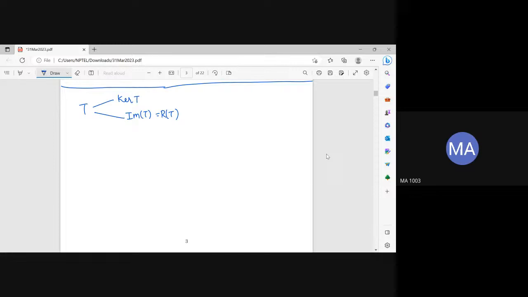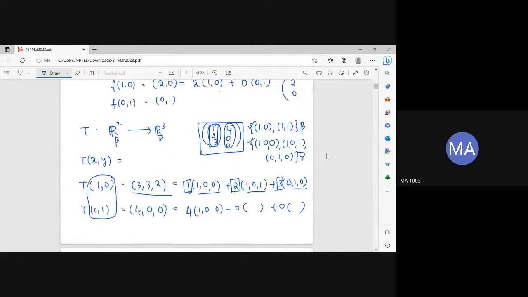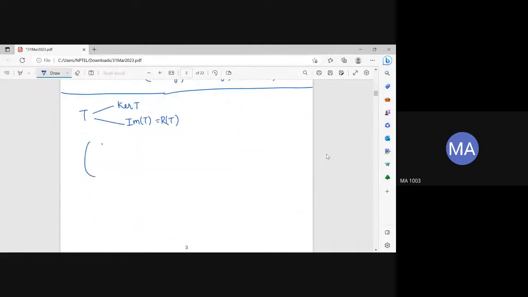So we have done an example last time as well. Let's take the same example: 1, 2, 3, 4, 0, 0.